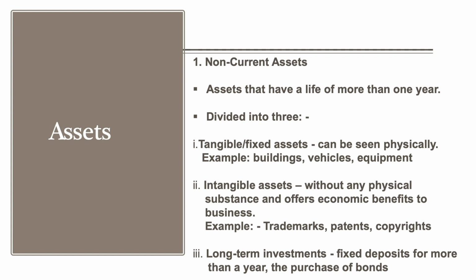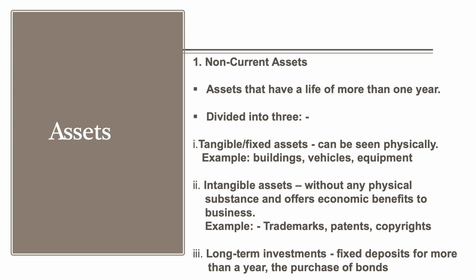It can be divided into three. The first part is tangible or fixed asset. Tangible or fixed asset refers to the physical assets that are used in operation. Let me give you some examples: buildings, vehicles, equipment. I think we have a few other examples, perhaps you can give me later on.